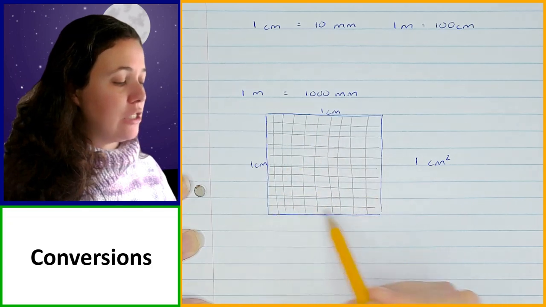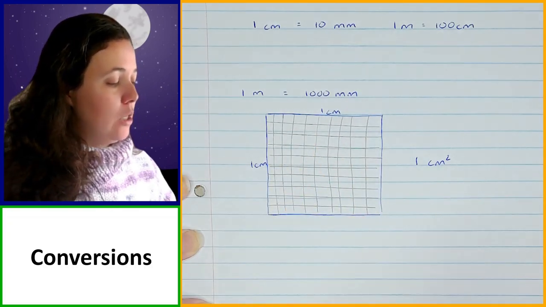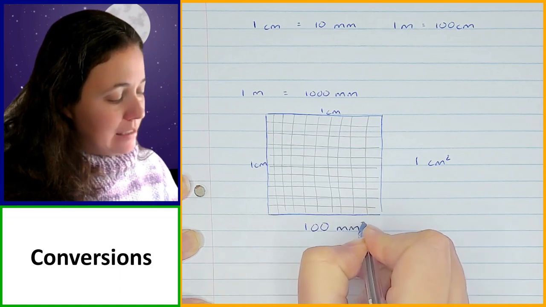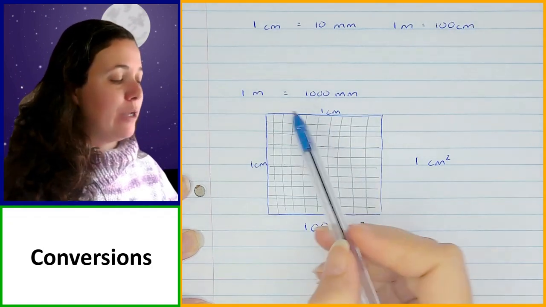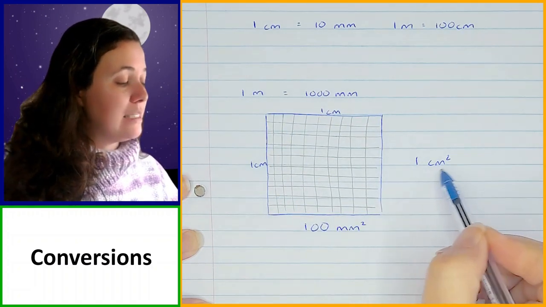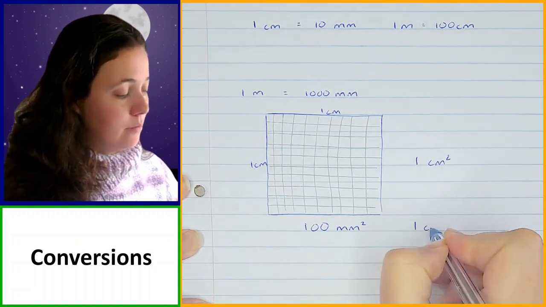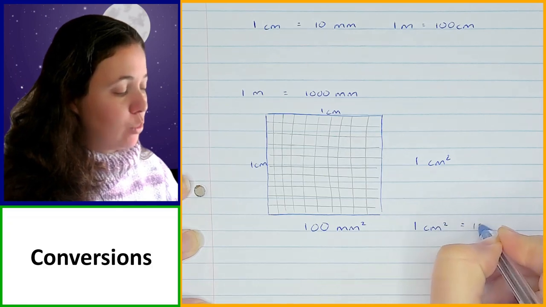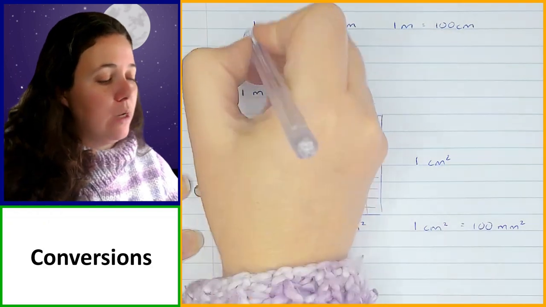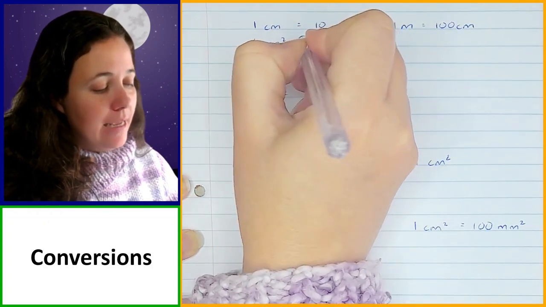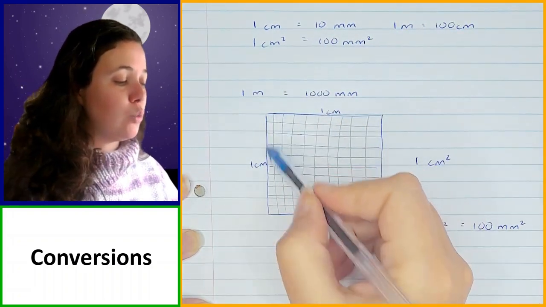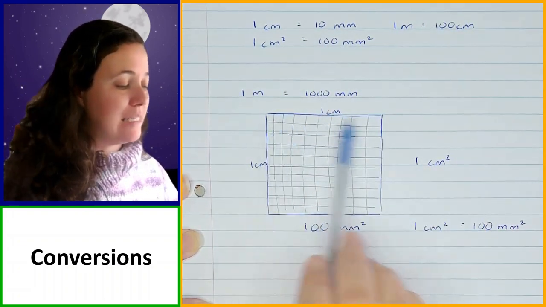So I've got 10 by 10. Now, if you were to count this, this would be 100 millimeters squared, okay? Because it's 10 by 10, which makes 100. So 1 centimeter squared is actually the same as 100 millimeters squared. So over here, 1 centimeter squared is the same as 100 millimeters squared. And it's because we have a square that is 10 by 10.